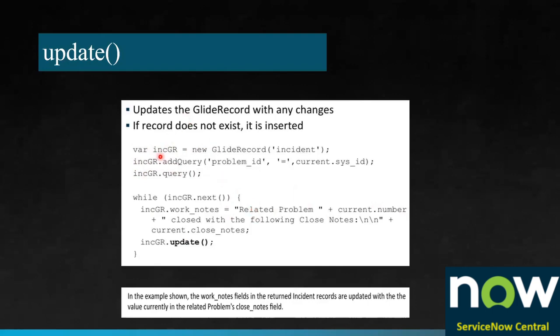Simple as that. So incgr equal to new GlideRecord. I'm saying incident table, so I want to do something on my incident table. incgr.addQuery: I'm trying to set up the condition that problem_id equal to current.sys_id. There is some field on the incident table named problem_id. In that, it is equal to current.sys_id. Is any record present with the current sys_id? Let's say I'm working on a problem table. My problem table has some ID. Is that ID present on this incident table or not?